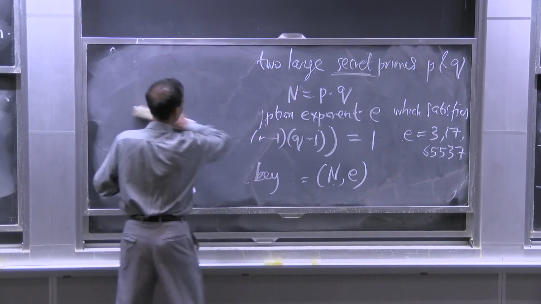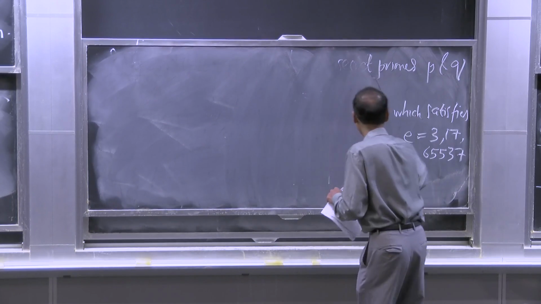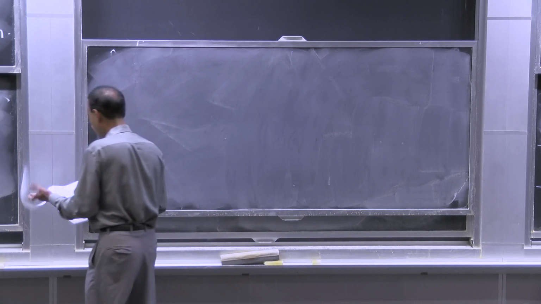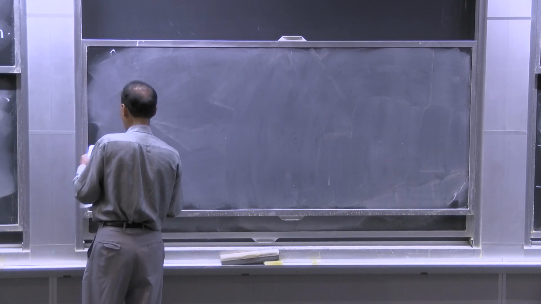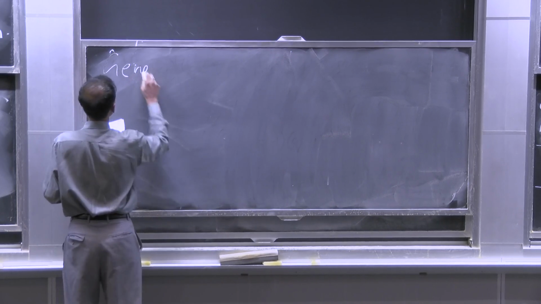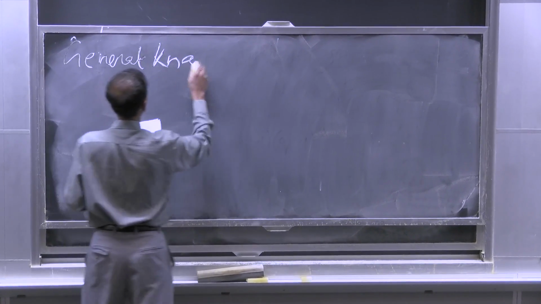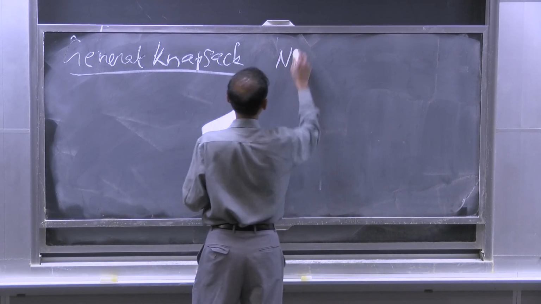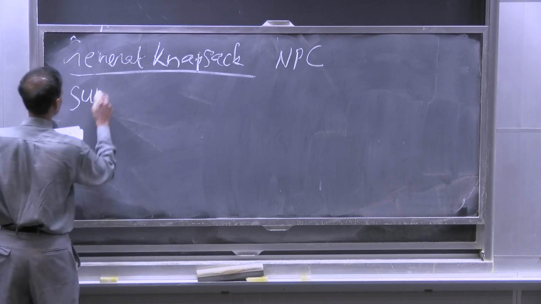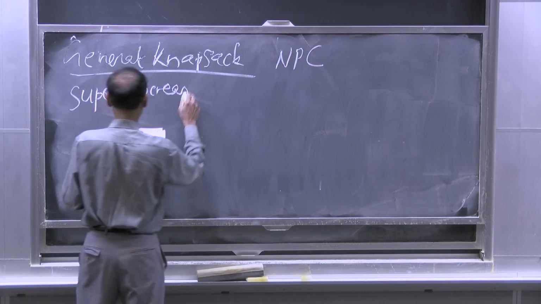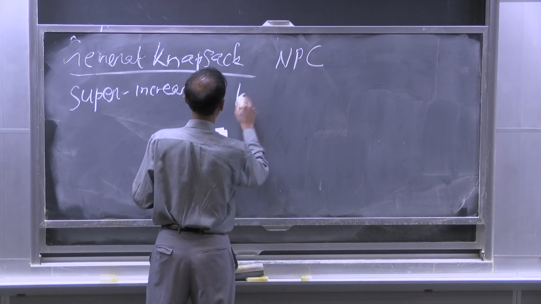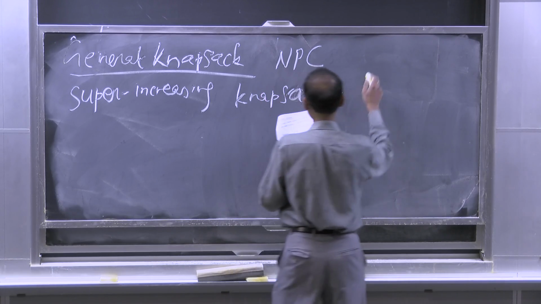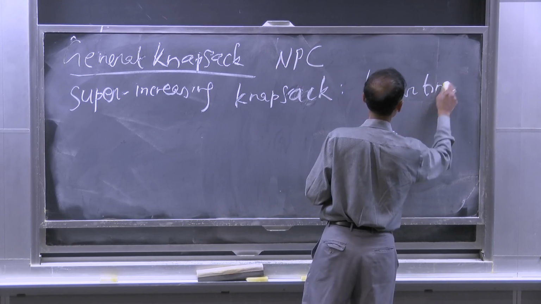You get a sense of the variety of different public key cryptosystems that are out there by looking at something that is very different from RSA. Right? So the general knapsack problem is what's hard. That is NPC. There's a super increasing knapsack problem. That's easy. That can be solved in linear time. Right?